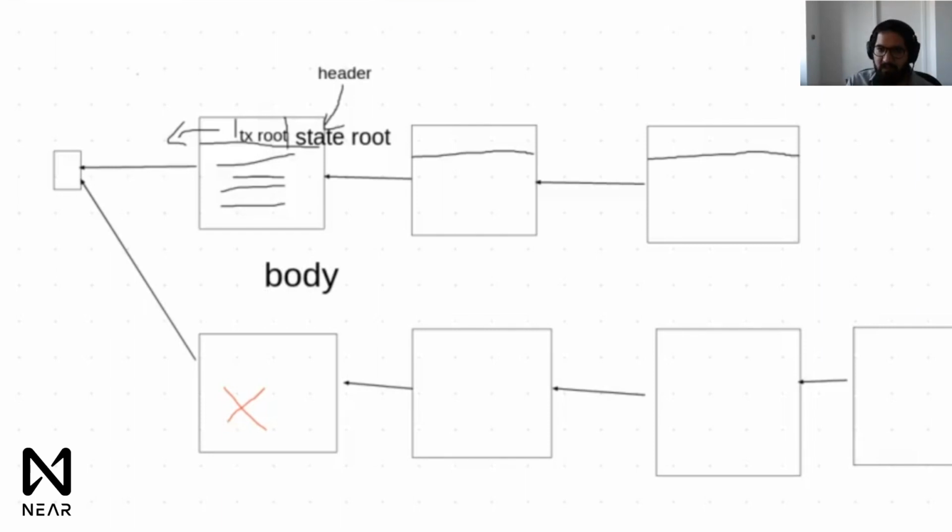Do we have a way of protecting light nodes from this kind of attack? And the answer is yes, in 2 steps. So we'll cover the first step. The first step is fraud proofs. So let's see if I can.